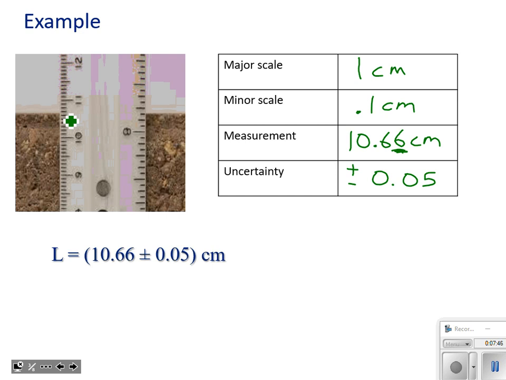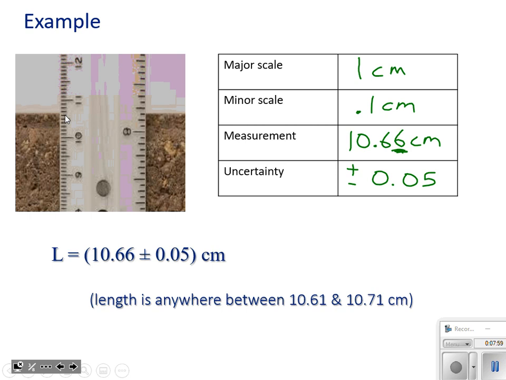Well, based on my ruler here, ladies and gentlemen, based on my uncertainty, if I were counting this in a lab, your numbers should be anywhere between 10.61, which is minus 0.05, or 10.71, which is plus 0.05. So, based on the uncertainty of the ruler, we should have values somewhere in between those two numbers, the 10.61 and the 10.71.